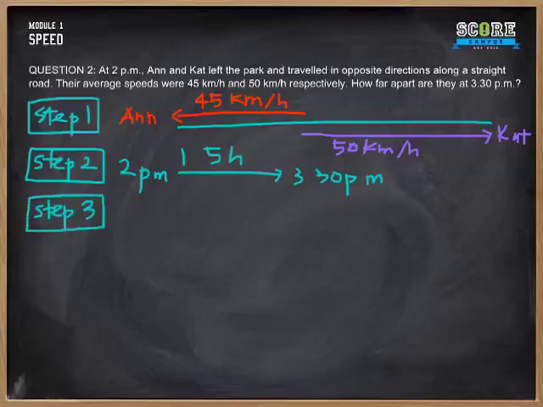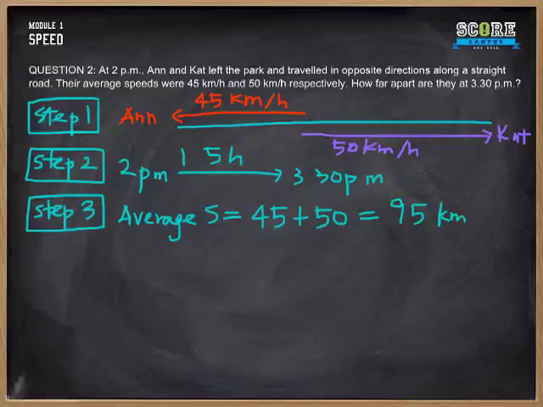Let's move to step 3. Remember, Anne and Kat are traveling this distance together, so you can add their speeds. Average speed equals Kat and Anne, 45 plus 50, and your answer is 95 kilometers per hour. What is total time taken? Total time taken is 1.5 hours.